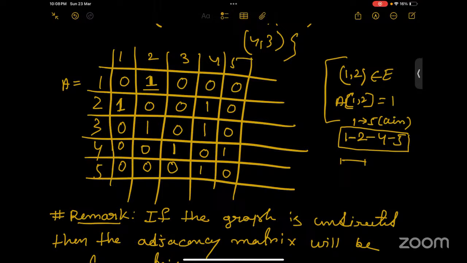So we will go to 4. Then we go to row 4, and we have 2 options, 3 and 5. Naturally we will not go to 3; we will go to 5. So that's how you form the path 1, 2, 4, 5. Correct. So that is how, after seeing the adjacency matrix, we can solve reachability problems.